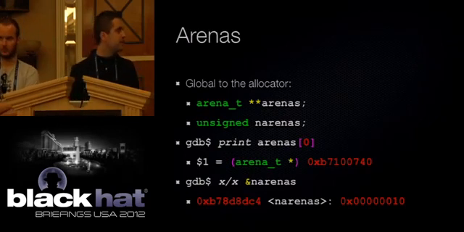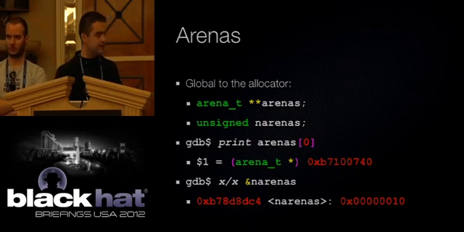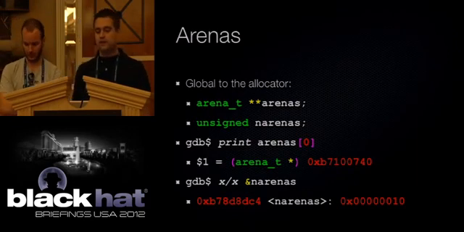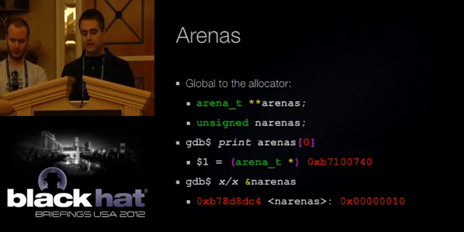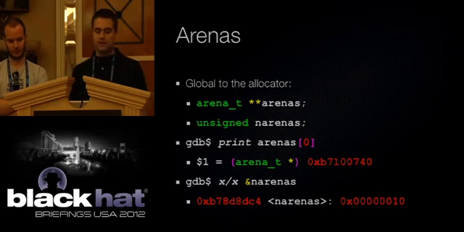Okay, so that's a small output from a debugging session. You can see here that there's an array that stores references to arenas, and we print the first arena, which is this one, and also the number of arenas, which in this case is 16, because we're working on the standalone version of JMalloc on a system with 4 CPU cores.